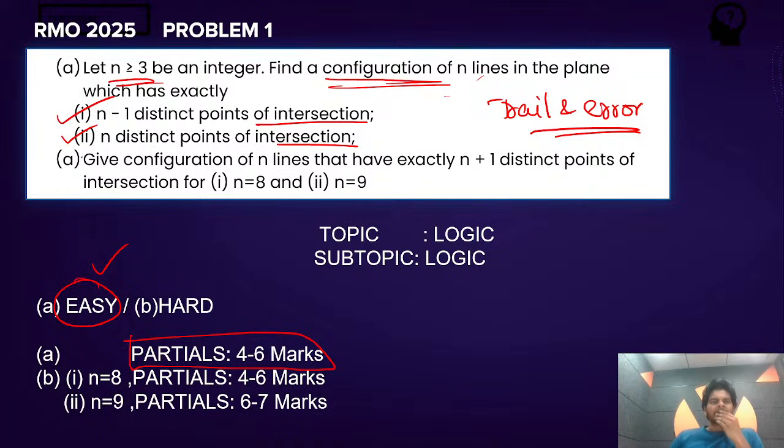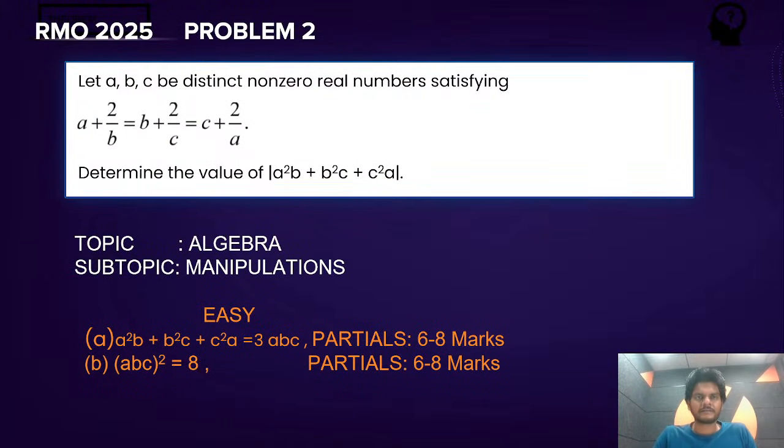And then part B, of course. Part B is hard because you have to get the exact configuration for n equal to 8 and n equal to 9. So the number of lines is now given, and you have to figure out such that there are n plus 1 distinct points of intersection. So it'll be more difficult. We will discuss the solutions in some other video maybe. One video per question of solution, right?